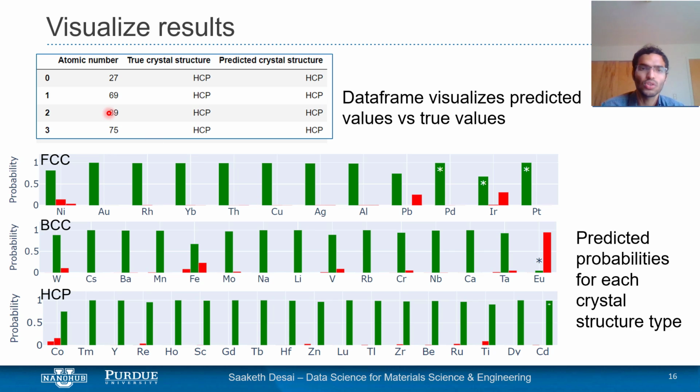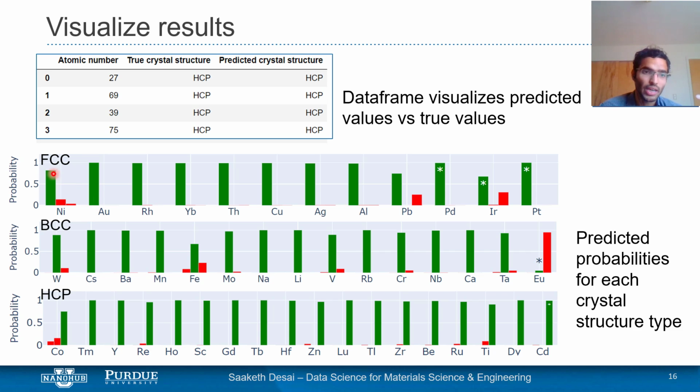The first thing that we can do is just list our predictions for the materials in the training set, comparing them to the true crystal structures. So for atomic number 27, the true crystal structure is HCP, and we predict HCP. So that's pretty good. And we can also visualize the raw outputs of our networks, which are, remember, a set of 3 numbers. And we use the maximum of those 3 numbers to come up with the predicted crystal structure.